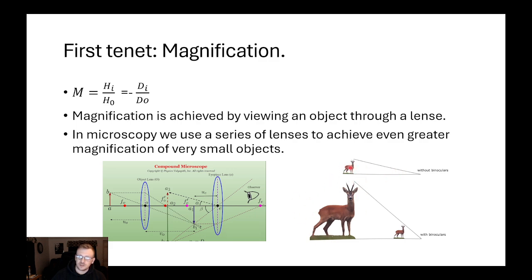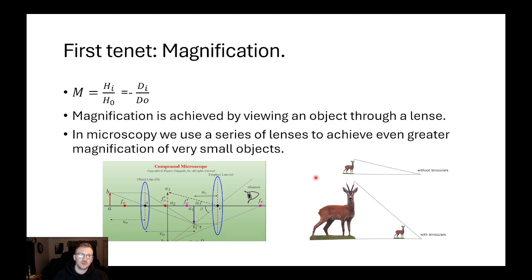I really like this image over here, right? This is this deer as it would appear if you were just to look at it with the naked eye, no binoculars aiding you. And then you take a set of binoculars, you put them up to your eyes, and the deer is some fold change bigger in appearance to your eye after using the binoculars. We do the same process in microscopy. We're using a series of lenses to achieve a greater magnification of a very small object. So bacteria, cells, all sorts of fun stuff we can look at under the microscope.